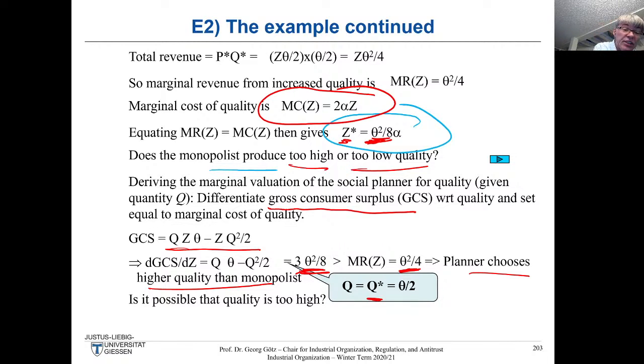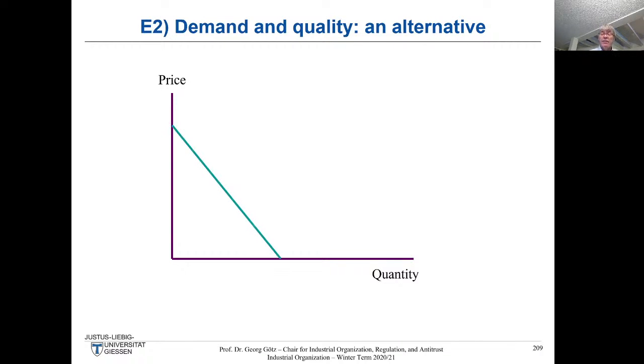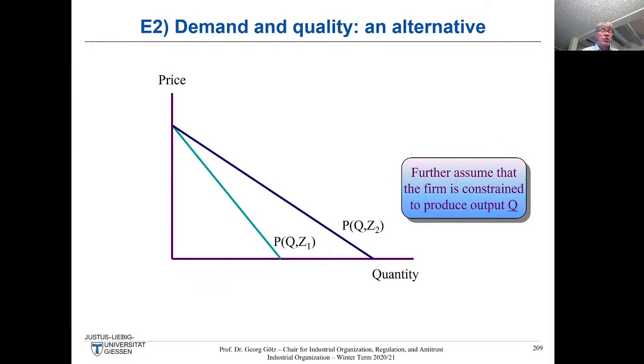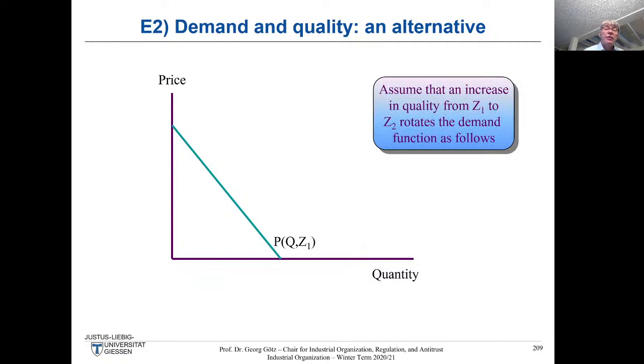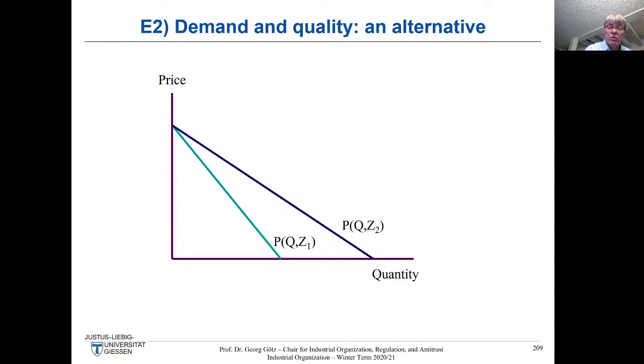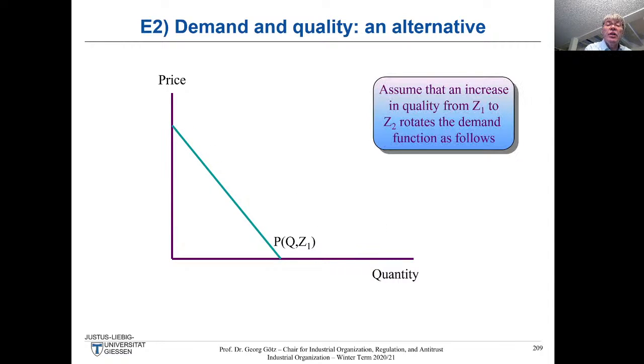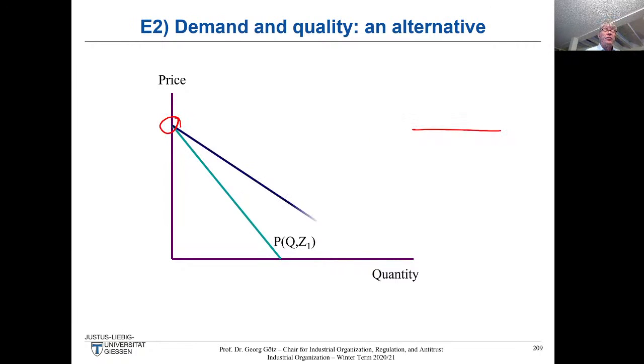The other question is: is it possible that quality is too high, that the monopolist chooses too high a quality? And you will see that is only possible under rather particular circumstances. Here we go back to our situation where, remember, this was the case where the inframarginal consumer, I want to show you that the increase in quality rotates the demand outward, starting at this vertical intercept.